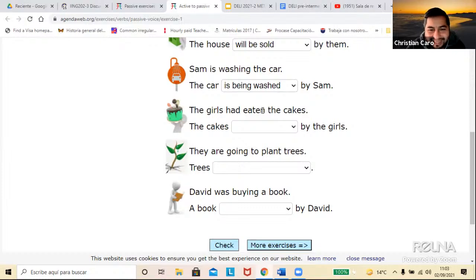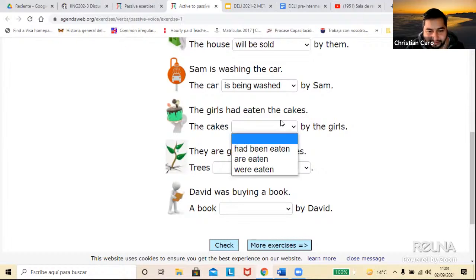The girls had eaten the cakes. The girls, la primera revisamos, ya la revisamos después, antes del check. Dice, the girls had eaten the cakes, right? Tenemos, the cakes had been eaten, are eaten, or were eaten by the girls. La Fran dice el had been, okay. El Derek dice had been eaten, all right. Anybody else? You guys agree with Fran and Derek?